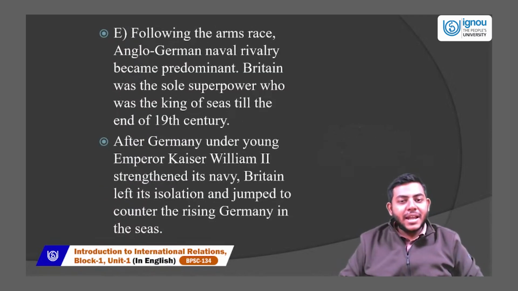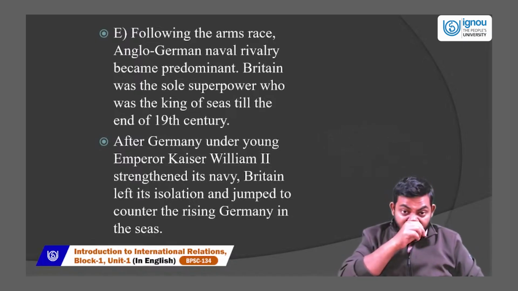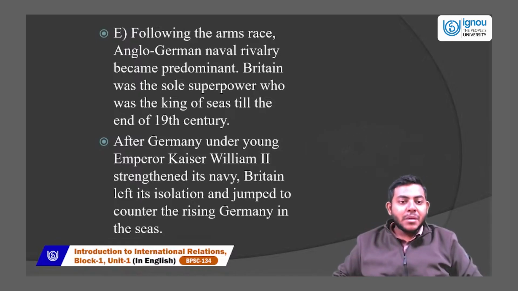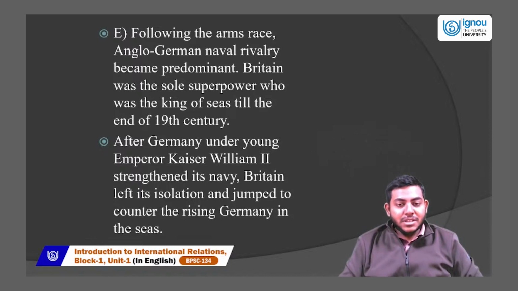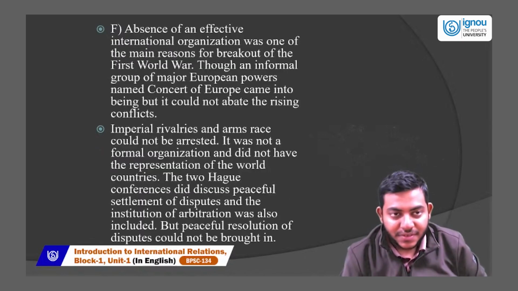Following the arms race, Anglo-German naval rivalry became predominant, which was evident in the Agadir crisis, which took place in Morocco, in which the German and British navies came head to head. Britain was the sole superpower, the king of the seas, till the end of the 19th century. The British Empire was a naval empire, and it was said that the sun never sets in the British Empire. After Germany, under young Emperor Kaiser William II, strengthened its navy, Britain left its isolation and jumped to counter the rising Germany in the seas.